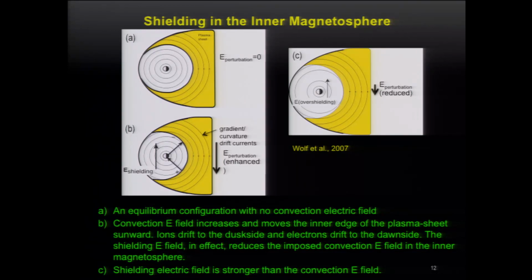The convection electric field is very sensitive to the IMF direction, as I have already mentioned. If the IMF turns northward or just less southward, the convection electric field can be reduced immediately. But the shielding electric field established by the more energetic particles can stay there. So temporarily, in the inner magnetosphere region, the electric field can change its direction from dawn-to-dusk to dusk-to-dawn, and we call this the overshielding electric field.